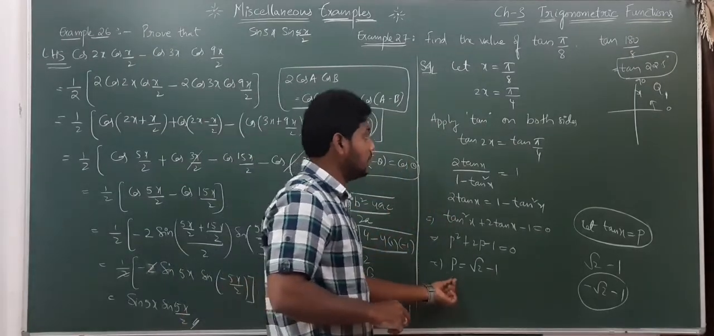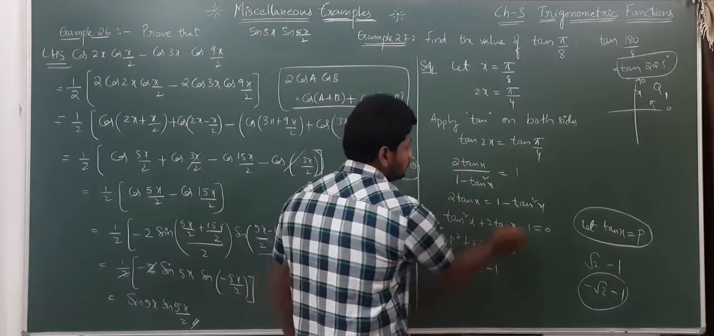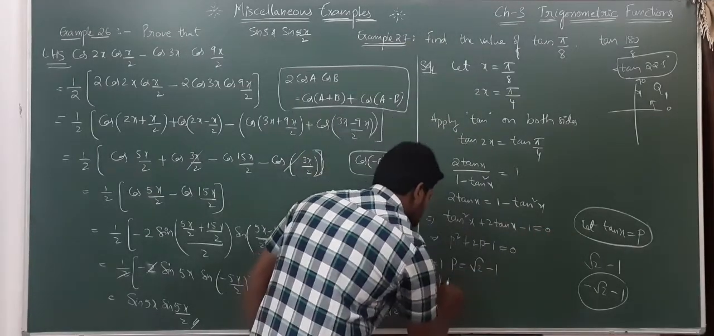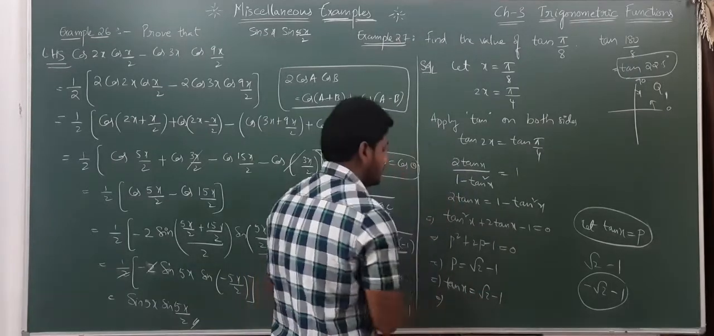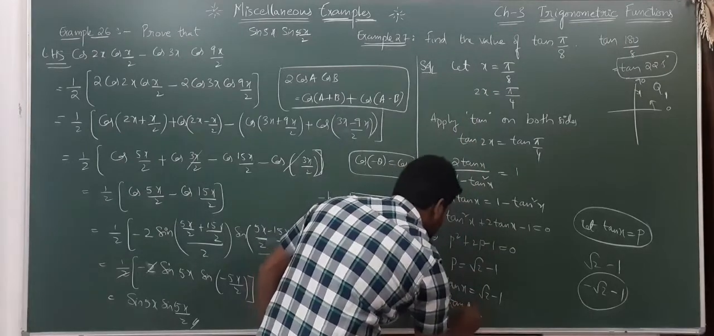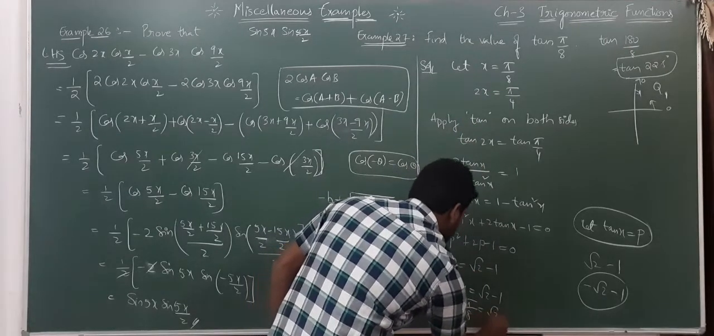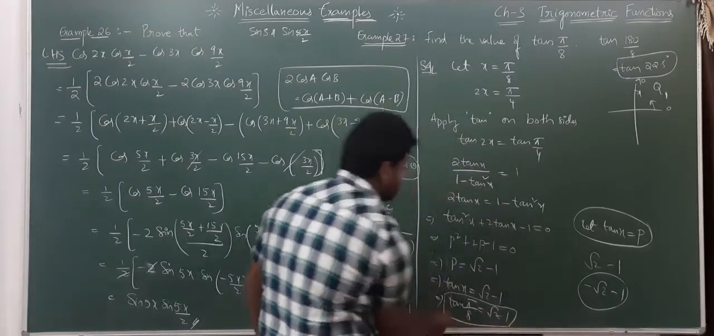Here we got the p value. But what about tan pi by 8? Here we have considered p is equal to tan x. We replace that. Tan x equal to root 2 minus 1. Again, what is x we have considered? x is equal to pi by 8. So tan pi by 8 is equal to root 2 minus 1.